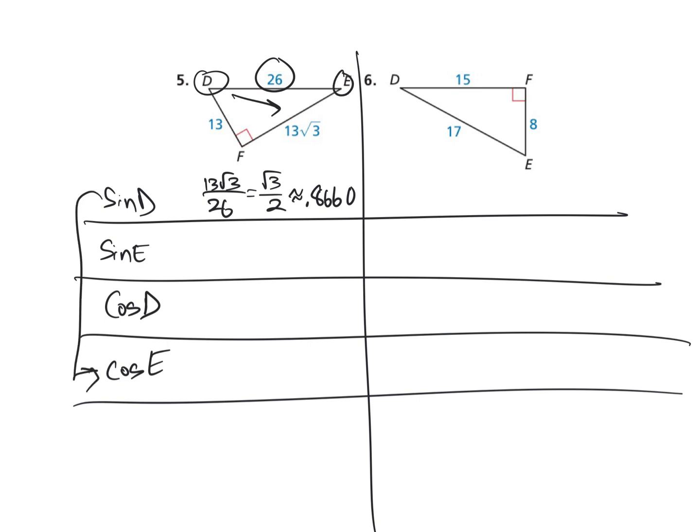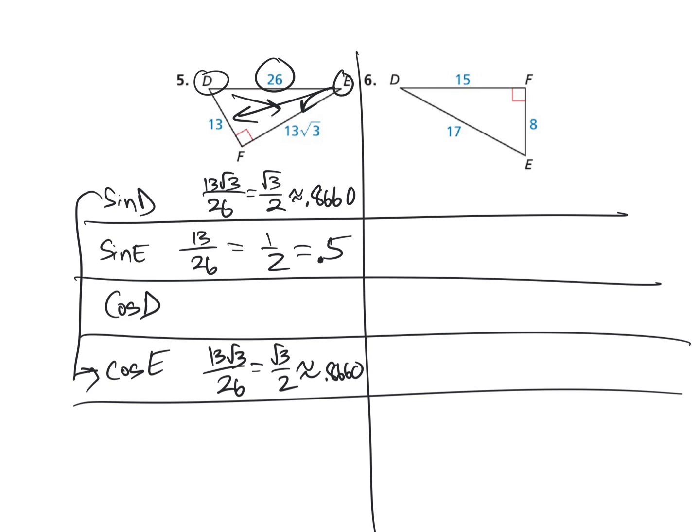You still need to make sure you understand what the answers are. So that's square root of 3 over 2. They're the exact same things, 0.8660. Now the sine of E. The sine of E is the opposite leg, 13 over 26, which is 1/2, or 0.5.